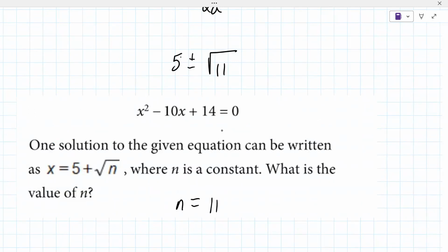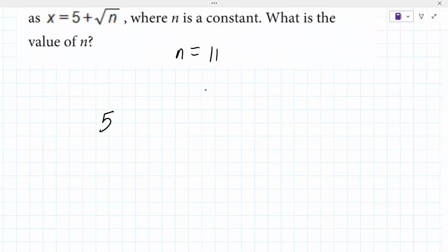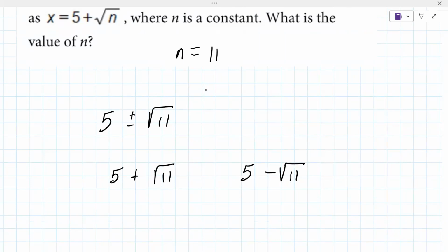So sometimes the problems require you to do the pure quadratic formula. Don't want to get away from that. Now, the next thing is kind of interesting. There are two solutions here. So let's take this problem. You get 5 plus or minus the square root of 11, which is really 5 plus the square root of 11 and 5 minus the square root of 11. Those are the two solutions.